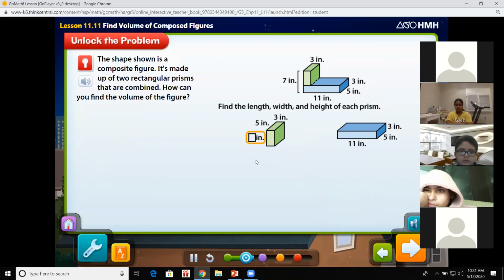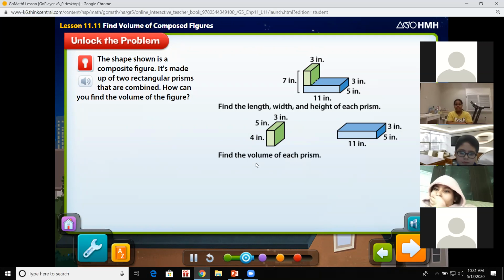You need to find the unknown height of the prism on the left. Think, the total height of both prisms is 7 inches. The other given height is 3 inches. Subtract the known height, 3 inches, from the total height, 7 inches. So what will be the unknown height? 7 minus 3, how much? 4. So the unknown height is 4 inches.